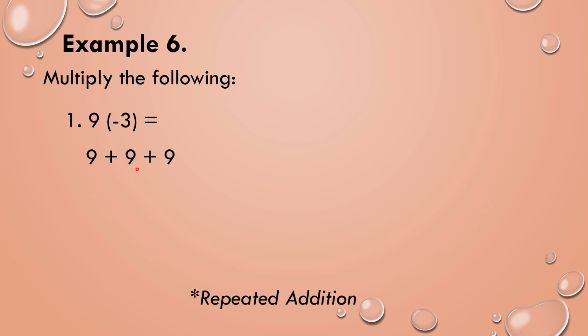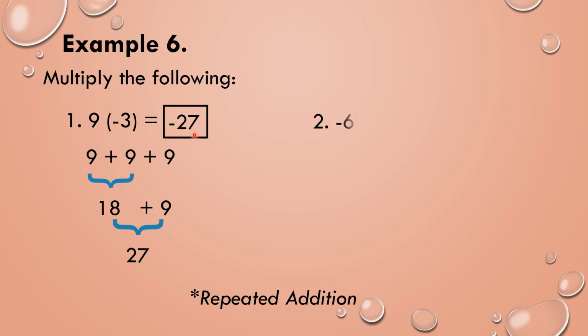So, let us answer. Kung nalilito kayo sa tatlong numbers, i-pair natin ang mga numbers. So, 9 plus 9 is equal to 18. And then, i-bring down natin yung 9 plus 9. And then, proceed tayo. 18 plus 9 is equal to 27. So, 9 times 3 is equal to 27. Pero, hindi pa yun yung final answer natin. As you can see, ang 9 dito ay positive. And then, yung 3 ay negative. Magkaiba ng sign, therefore, the answer must be negative. So, 9 times negative 3 is equal to negative 27.